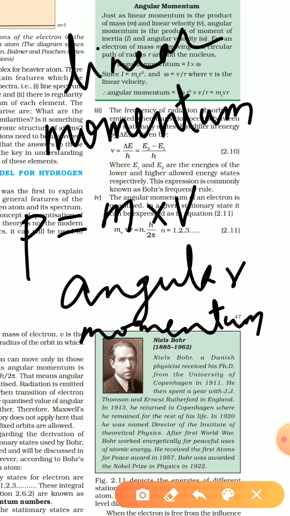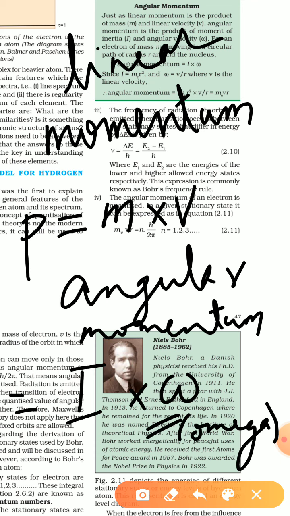Angular momentum is equal to the product of moment of inertia, which is actually the counterpart of mass in another dimension, and the angular velocity. This is omega, a Greek symbol known as omega. Angular velocity is another type of velocity which we consider for objects which are in a rotating state.